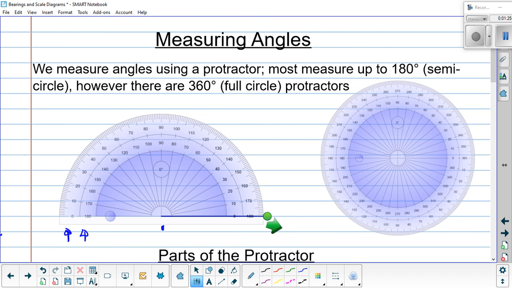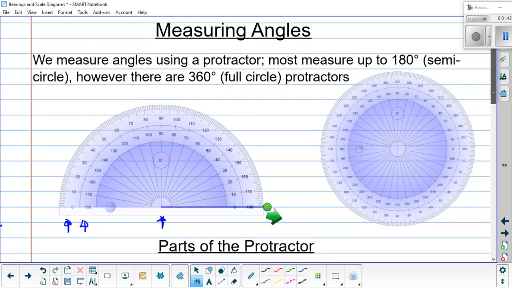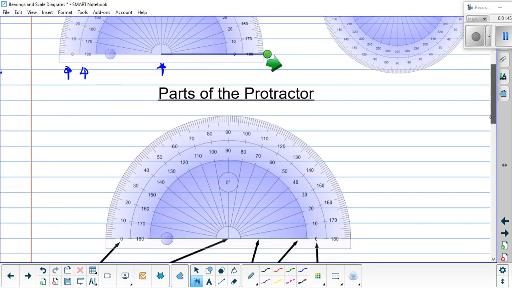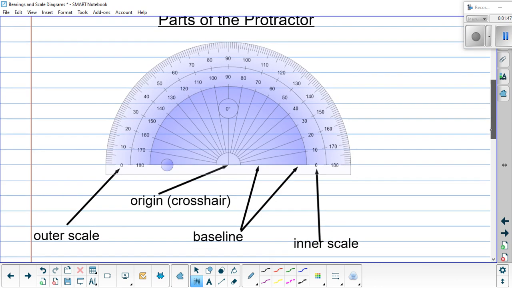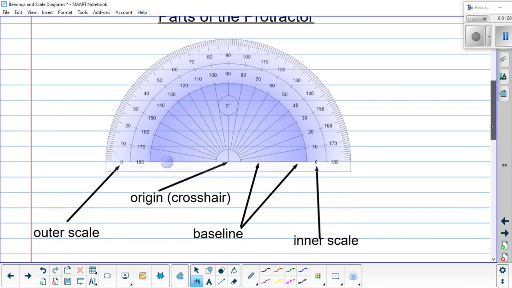Both have a center point or origin, which I sometimes refer to as the crosshairs, and both of them are going to be able to measure some sort of angles. The reason we have an inside and outside scale, I will let you know in a little bit. So, all the parts are very handy for knowing what angle we're going to measure, how we're going to actually start this process, and the proper use.